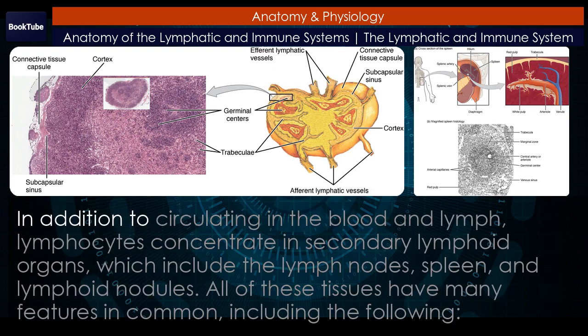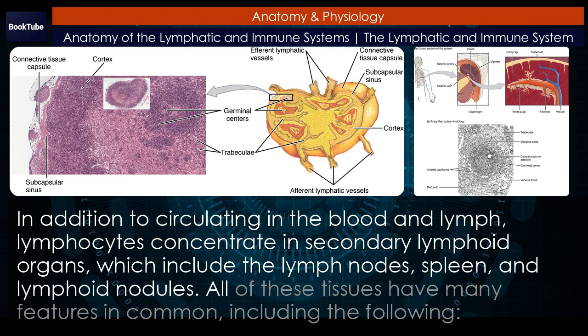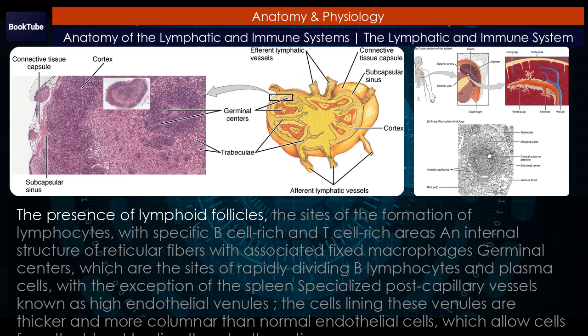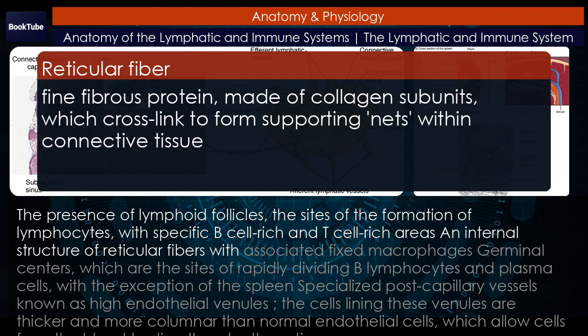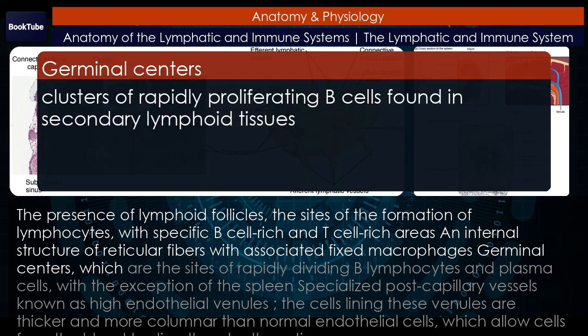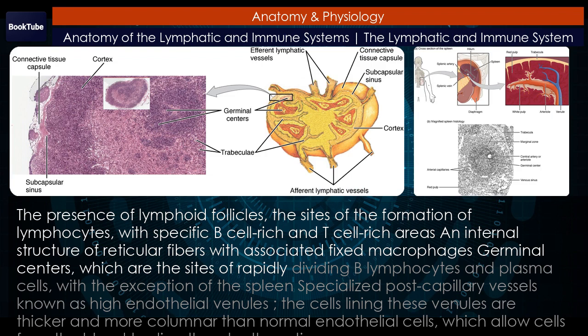In addition to circulating in the blood and lymph, lymphocytes concentrate in secondary lymphoid organs, which include the lymph nodes, spleen, and lymphoid nodules. All of these tissues have many features in common, including the following: the presence of lymphoid follicles, the sites of the formation of lymphocytes, with specific B-cell-rich and T-cell-rich areas and internal structure of reticular fibers with associated fixed macrophages; germinal centers, which are the sites of rapidly dividing B lymphocytes and plasma cells.